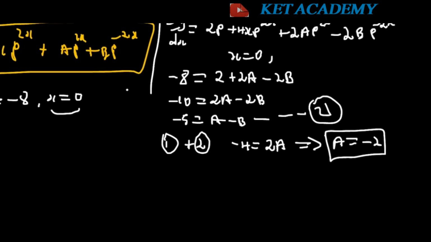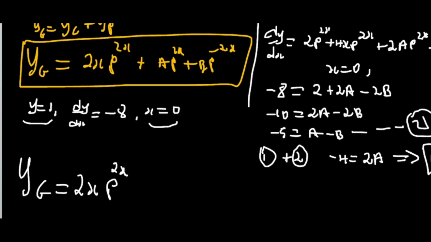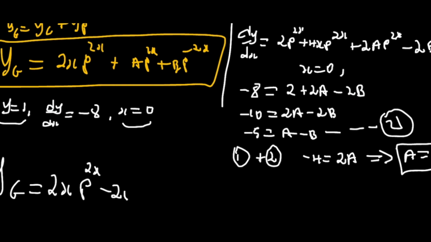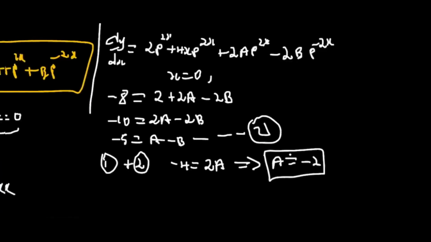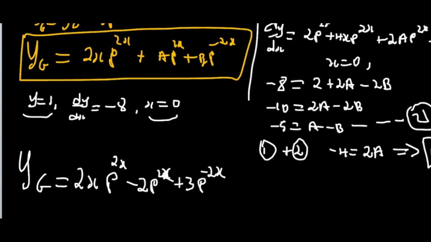Therefore, coming back to our general solution, y will simply be equal to 2x e to the power 2x plus, now our a is minus 2, so it will be minus 2 e to the power 2x, and our b is 3, so it will be plus 3 e to the minus 2x. Okay, so that is our solution.